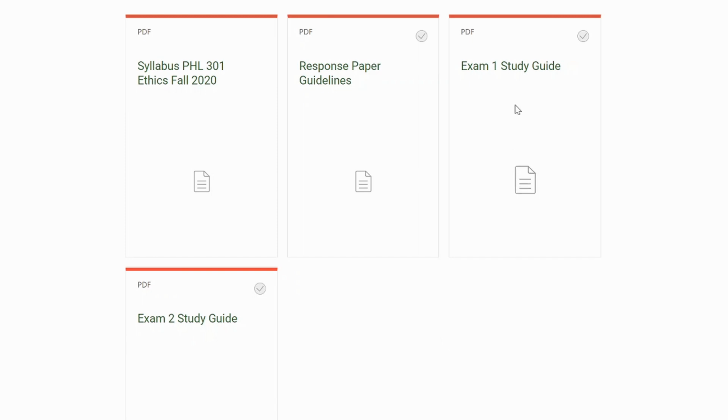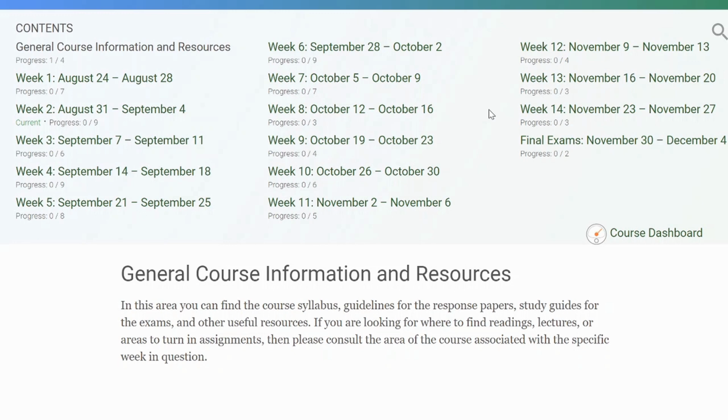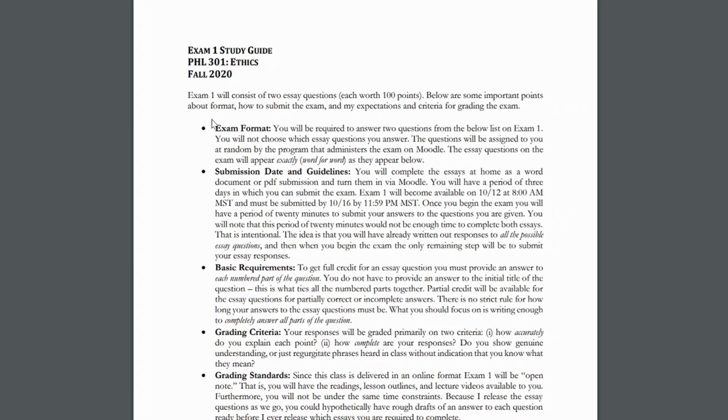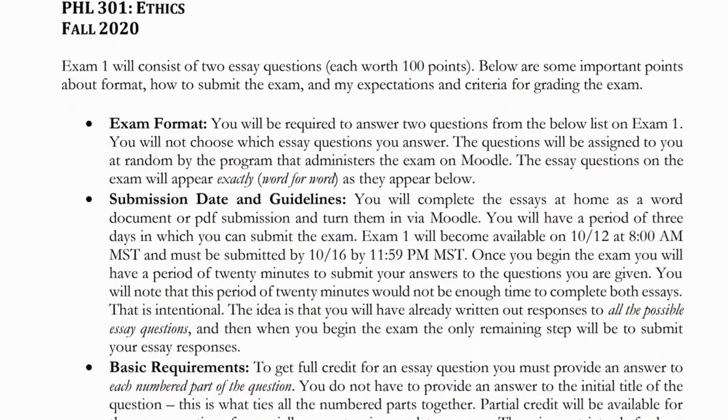So let's go ahead and open up the study guide. Actually, before I do that, there are 2 places you can find the study guide. One is right here in the general resources and course information area. But you can also find the study guide in the particular week in which the exam occurs. I think exam 1's in week 8, I believe. And it looks like I'm correct. And here's the exam 1 study guide as well. Okay, so let's open it up and go over the basic points I want to make about the exams.